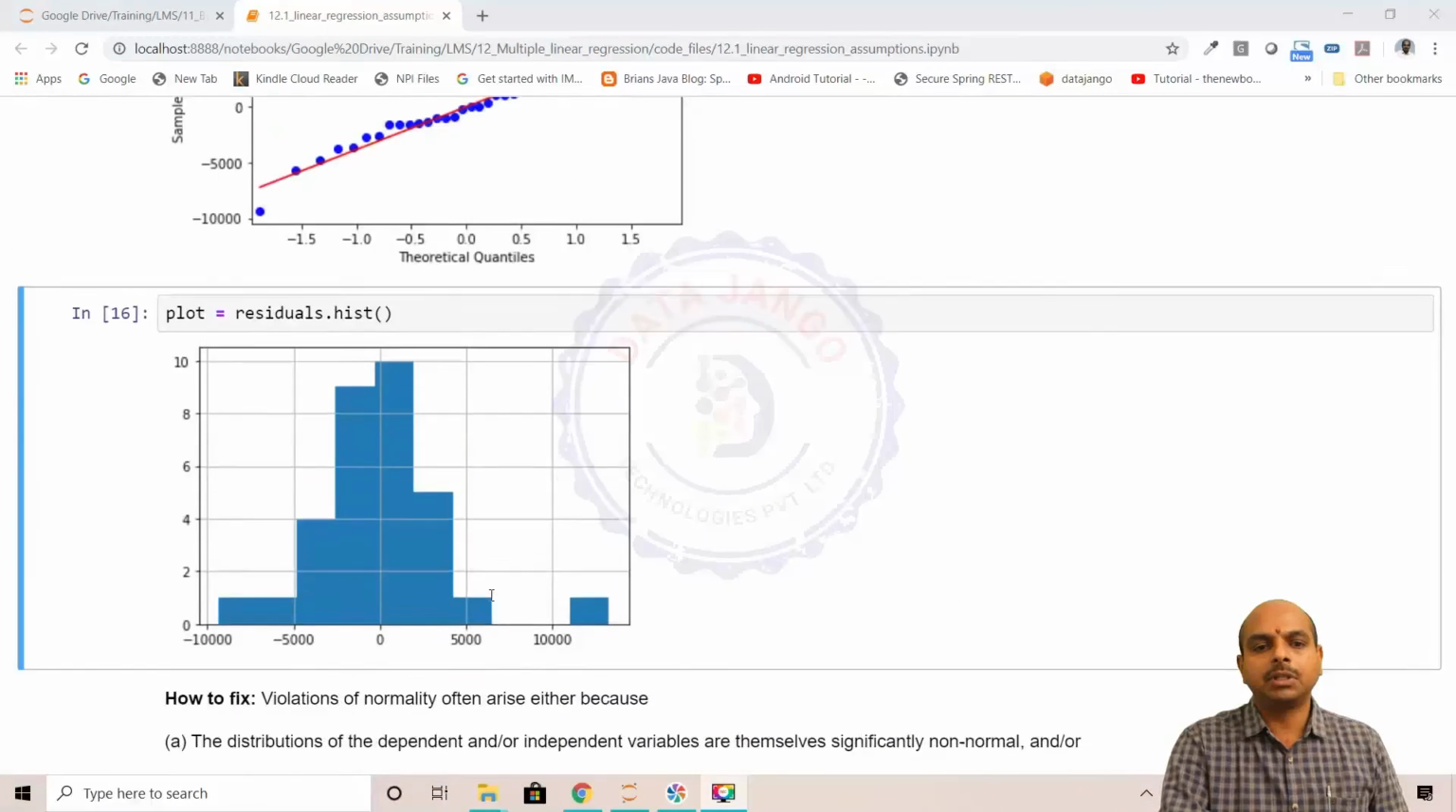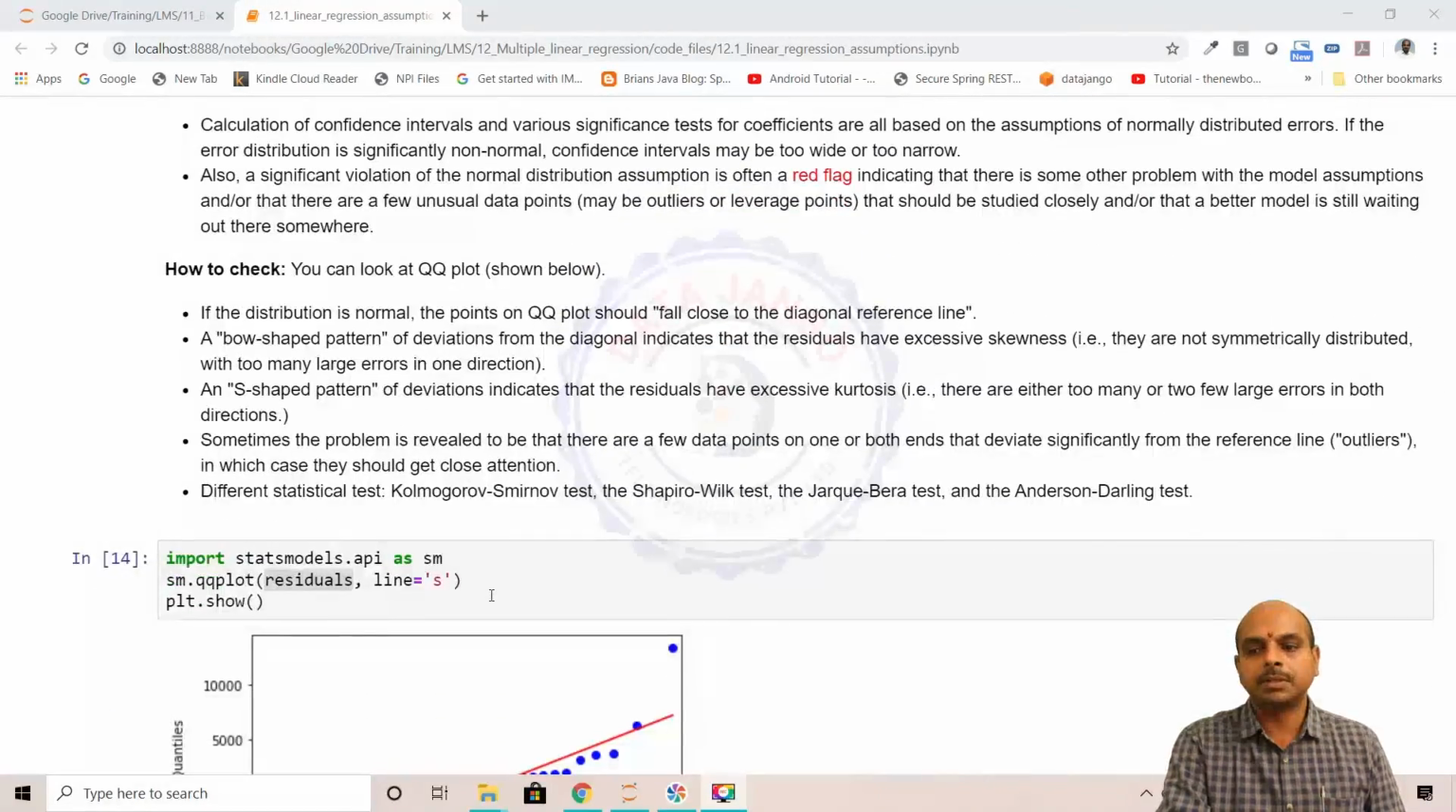So that's about the normal distribution of error terms assumption. Thank you.